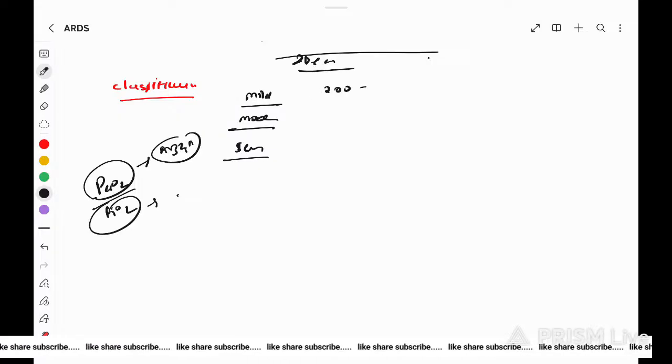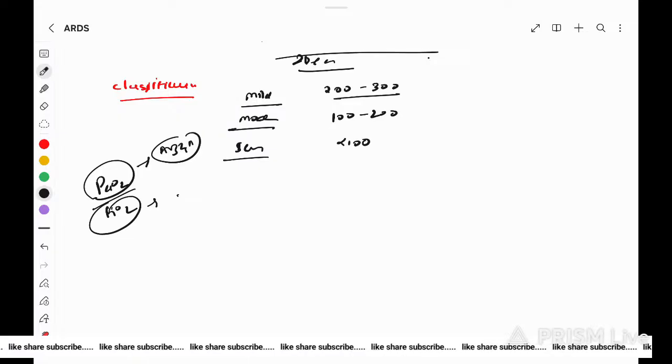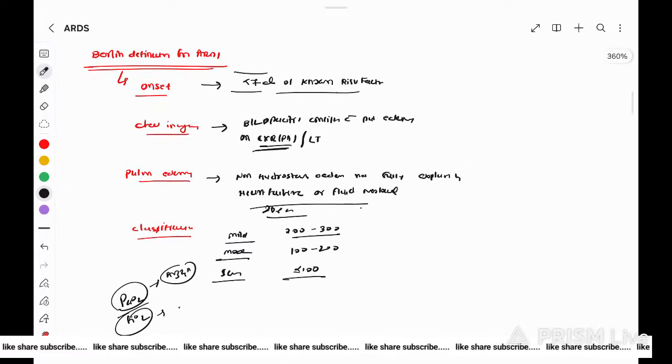A PaO2/FiO2 ratio of 200 to 300 is mild. Moderate is 100 to 200, and less than or equal to 100 is severe. So 200 to 300 is mild, moderate is 100 to 200, severe is less than 100. This is the Berlin definition of ARDS.